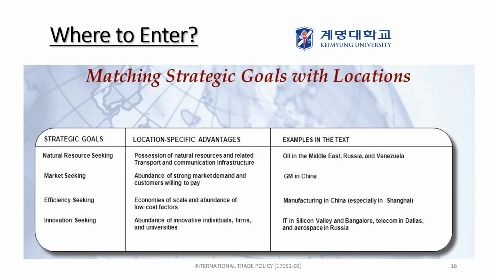If your strategic goal is market seeking, you have to go to a location wherein there is an abundance of strong market demand and customers willing to pay for your product. Example, General Motors in China. And if your goal is efficiency seeking, so you want to buy a low-cost product, you go to a country with economies of scale, low price of raw materials, a lot of supplies, and also a low labor rate. You could take a look at the example of manufacturing in China, especially in Shanghai. And lastly, if your strategic goal is related to innovation seeking, you have to go to an area wherein there is an abundance of innovative individuals, firms, and universities. So you can go to Silicon Valley and Bangalore for information technology, telecom in Dallas, and aerospace in Russia.